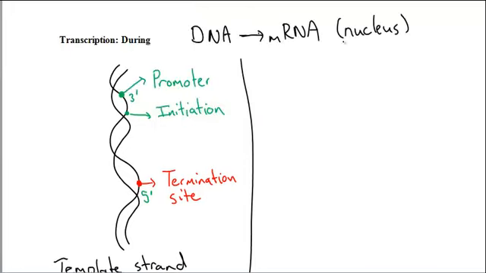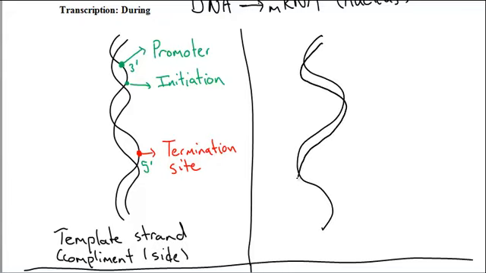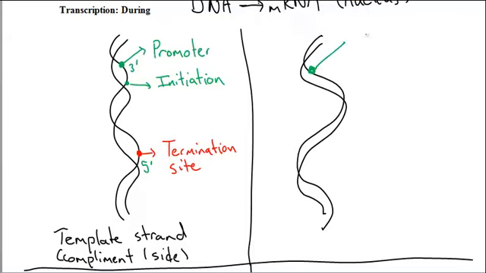So in the first stage, we want to get the party started. So in the first stage, the promoter recruits transcription factors.